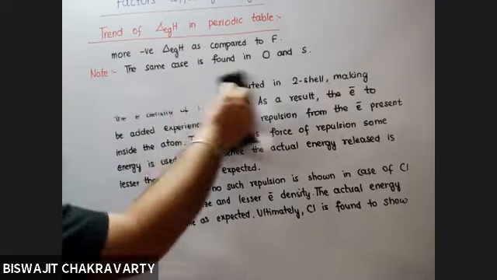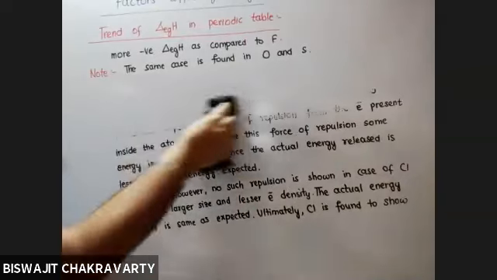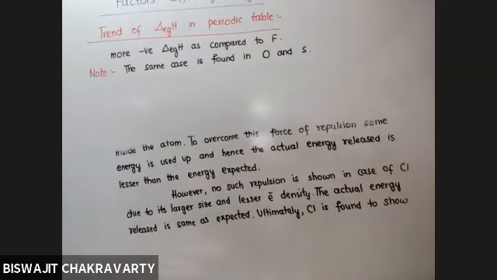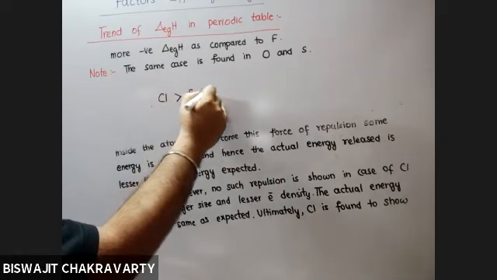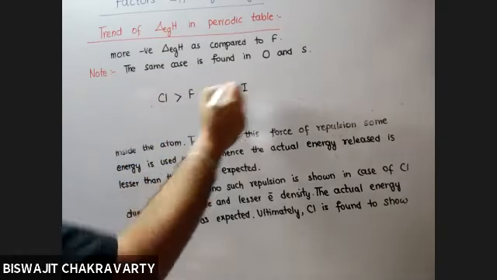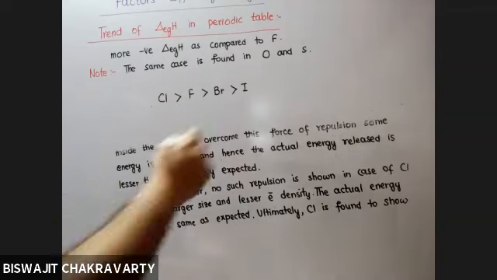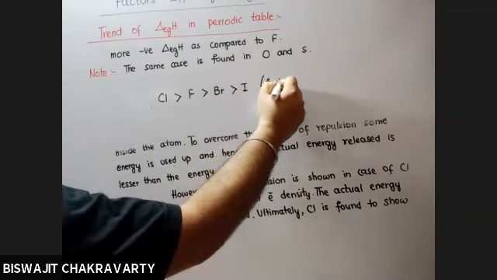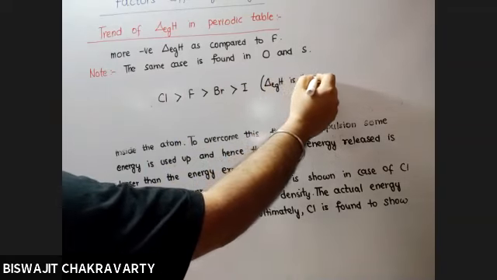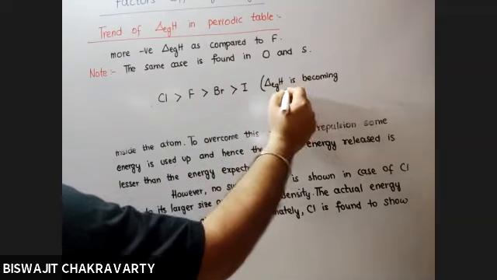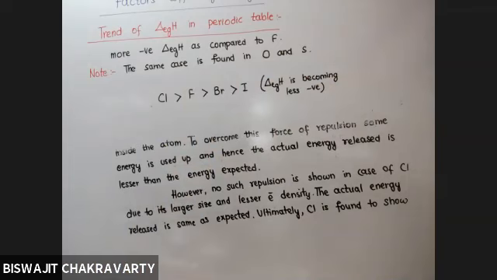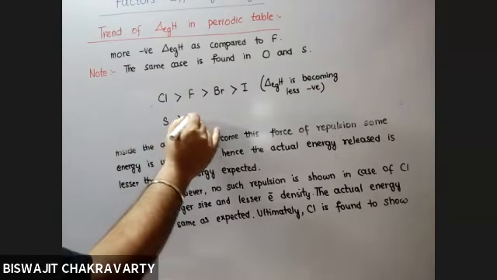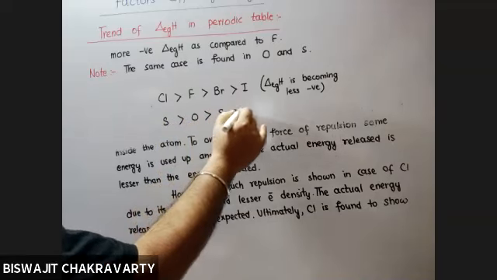So among halogens, the electron gain enthalpy follows the trend fluorine, greater than bromine, greater than iodine. Delta EGH is becoming less negative down the group. But they are not following the common trend. So similarly, sulfur greater than oxygen, greater than selenium, greater than tellurium.